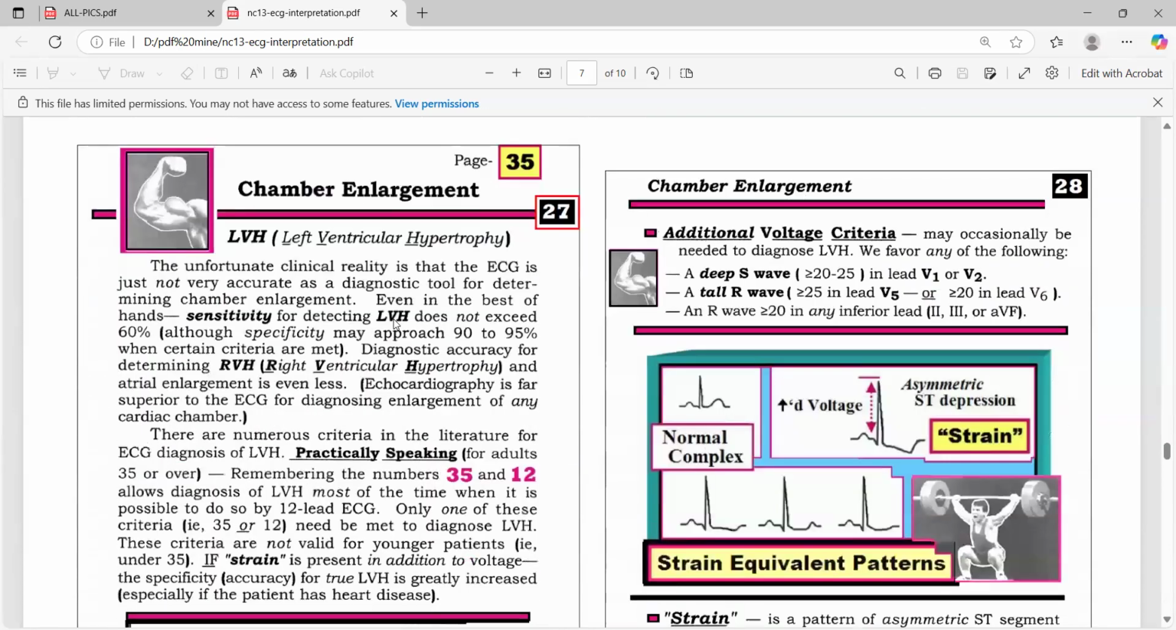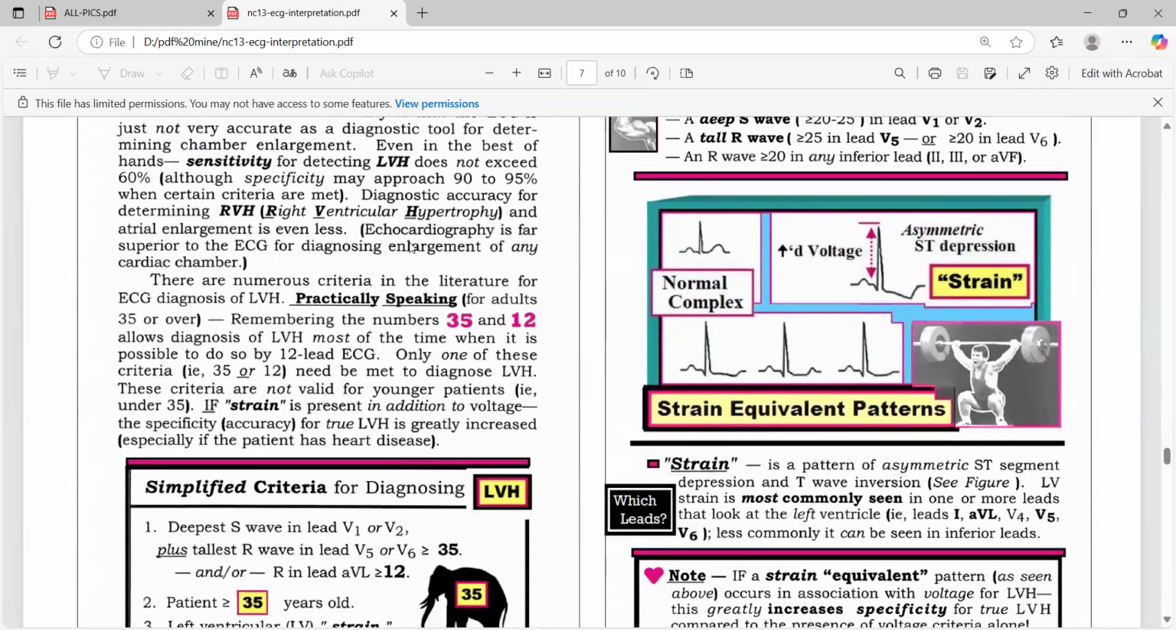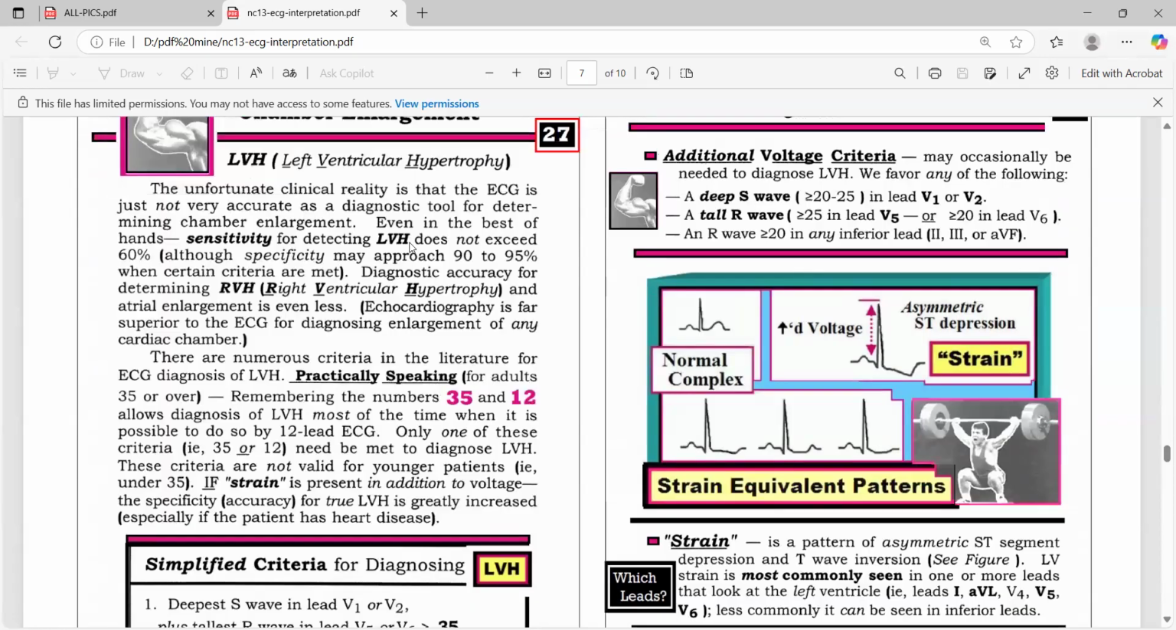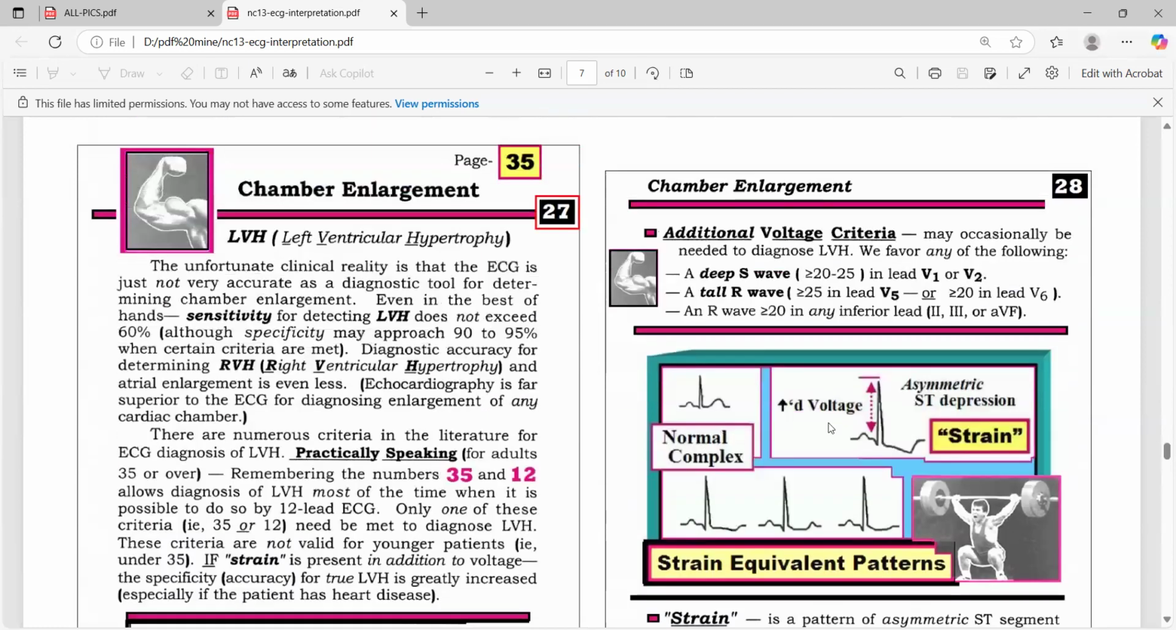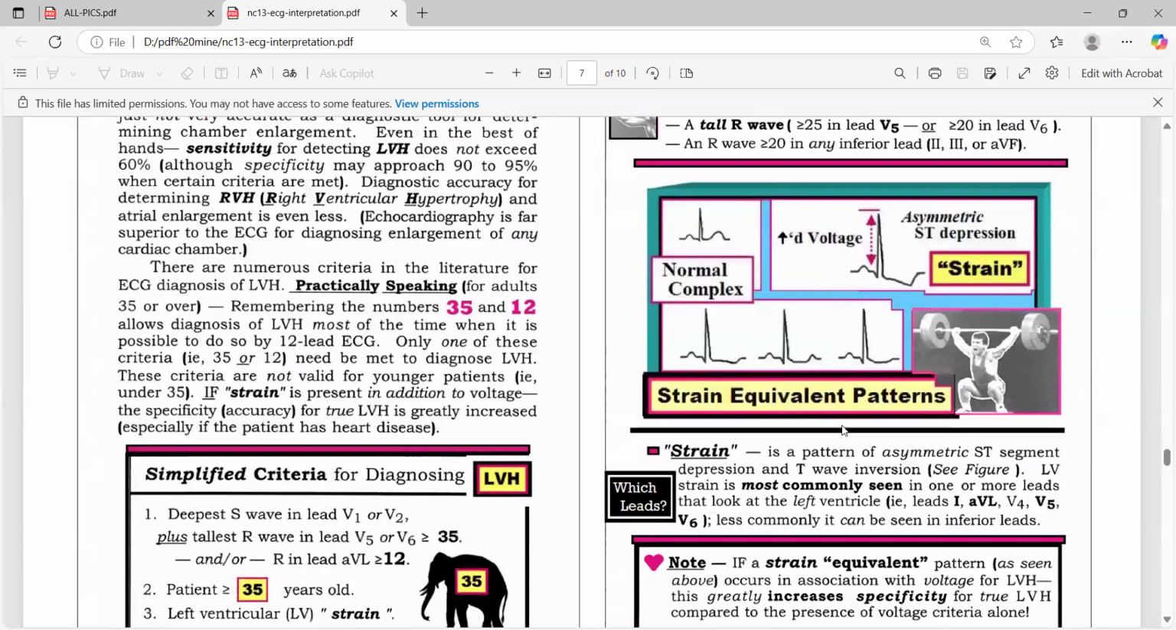Then the chamber enlargement, left ventricular hypertrophy. It is kind of important because left ventricular hypertrophy is very common in athletes and in normal people who are doing it. In that one, the simplified criteria is basically the deepest S wave. I told you the vertical length will be a little bit longer in leads V1 and V2, and the tallest R wave, and the patient should be more than 35 and left ventricular strain is there. Okay. So that will help you to figure out what's going on.